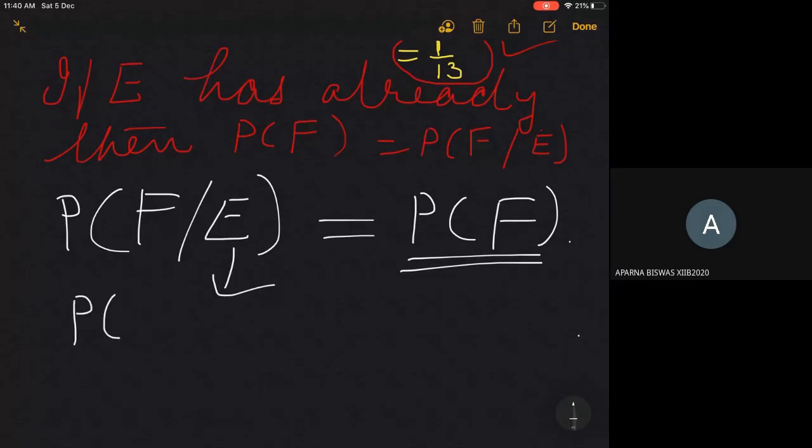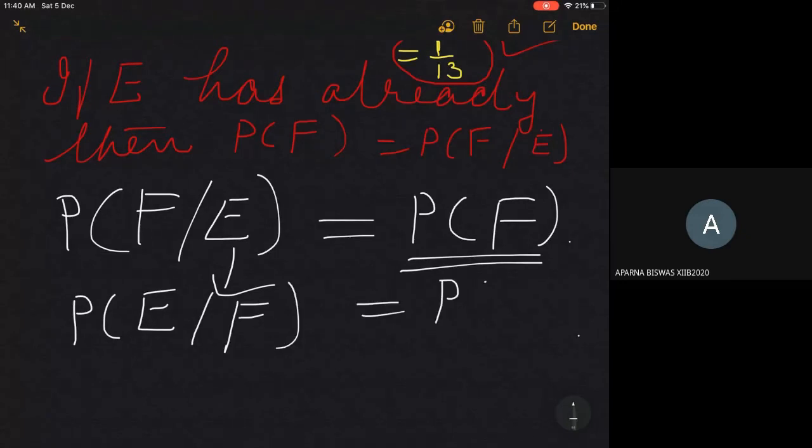Similarly, we can find that P of E given F will also be the same. That means the probability of E remains the same whether F has happened or not. The probability of F is not affected by the happening of the other event. We say in this case that E and F are independent events.